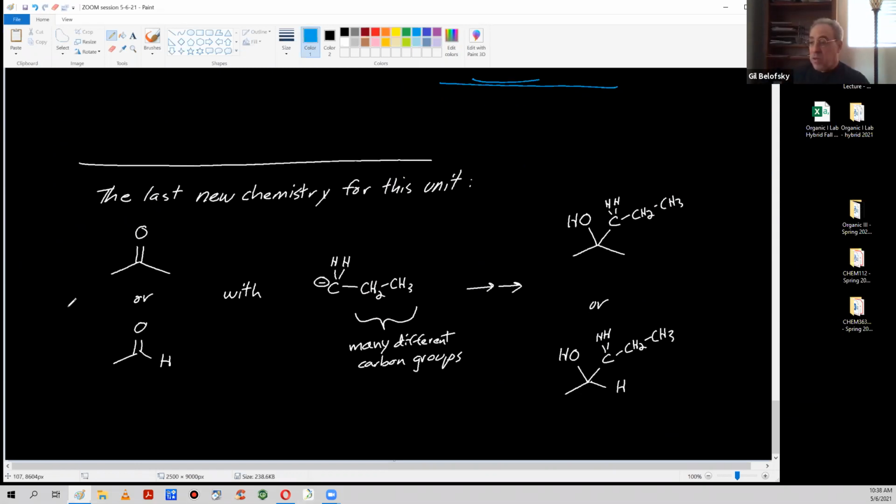So we are going to finish a little early. The last chemistry for this unit is the same chemistry again, basically. Same, only different, right? So this time it's a carbon nucleophile.